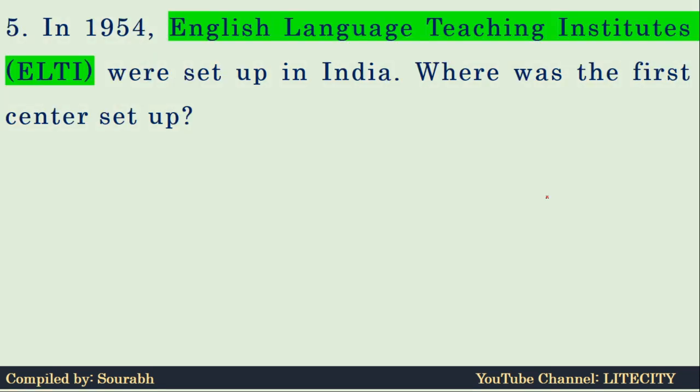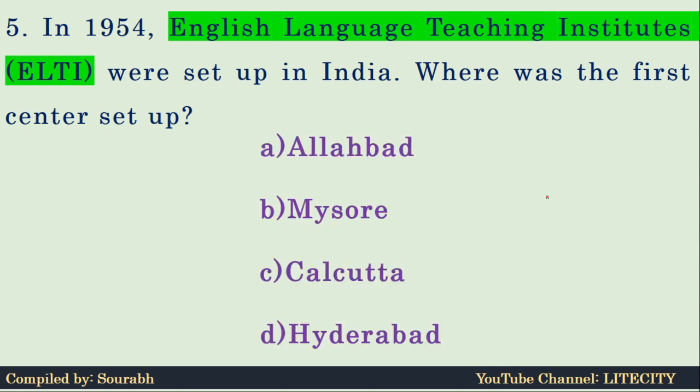Okay, moving ahead with our next question. In 1954, English Language Teaching Institutes, ELTIs, were set up in India. Where was the first center set up? And your options are Allahabad, Mysore, Calcutta or Hyderabad.